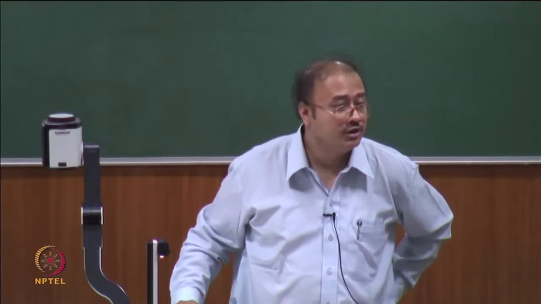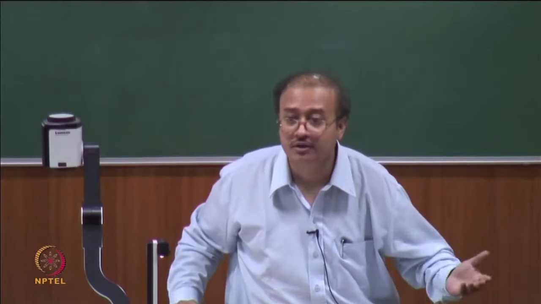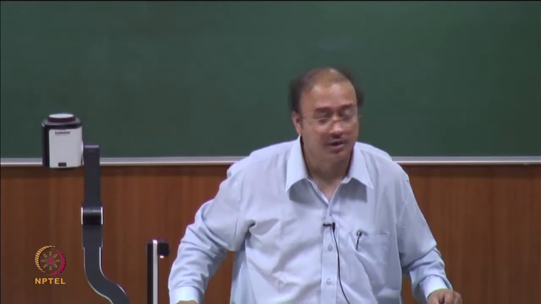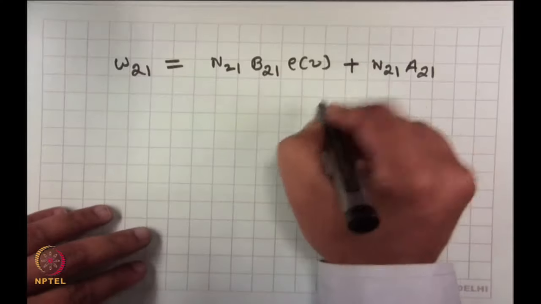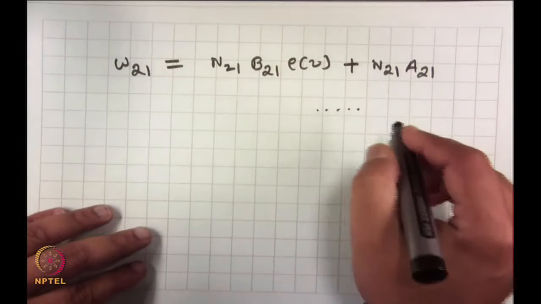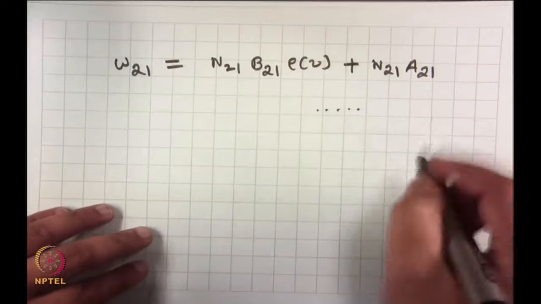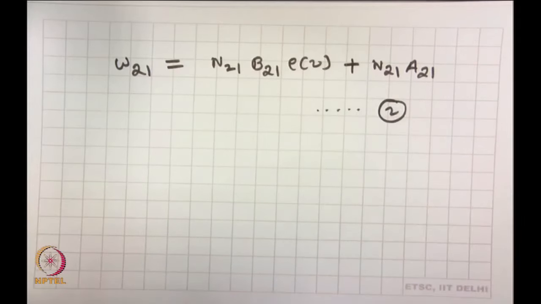I would not write rho nu, because this is not stimulated, this is spontaneous. So, that is why this is your total expression for the rate of downward transition, and this is 2. Okay. Now, let us go to the next step.